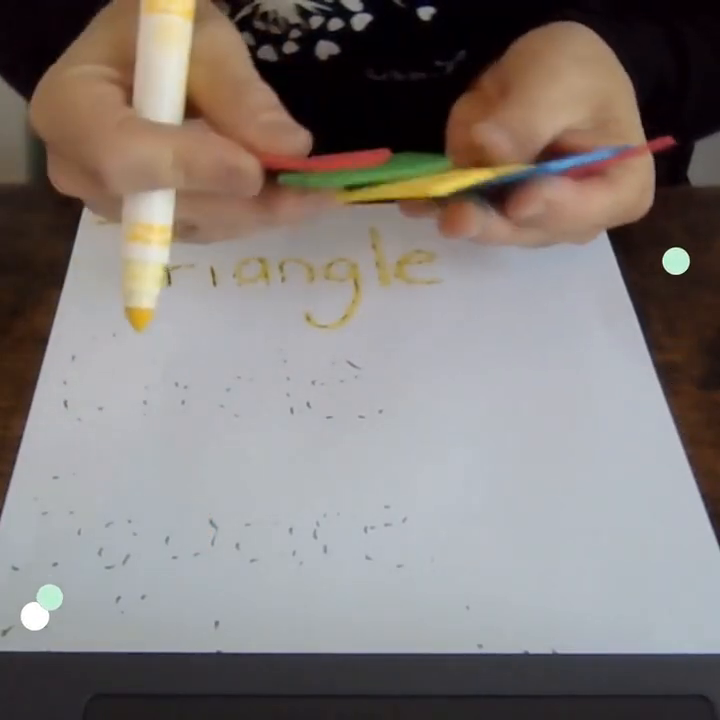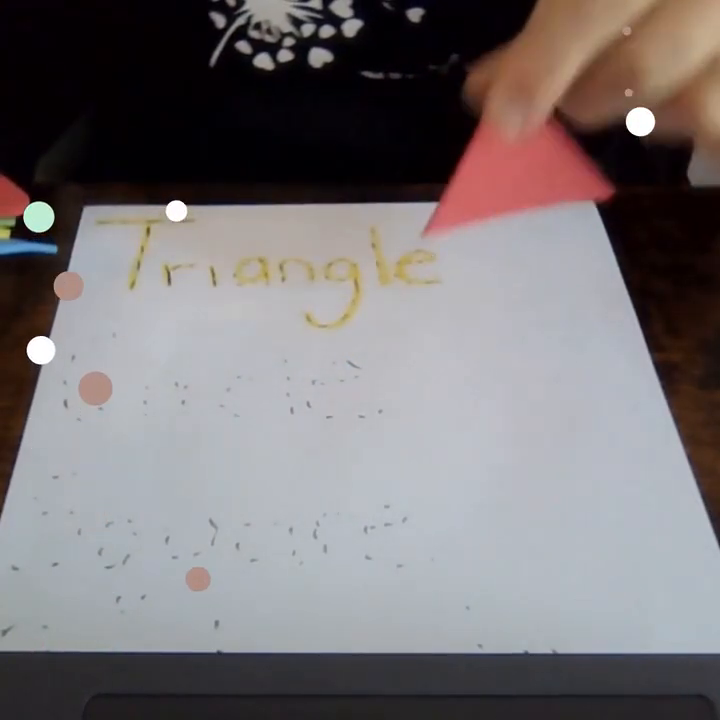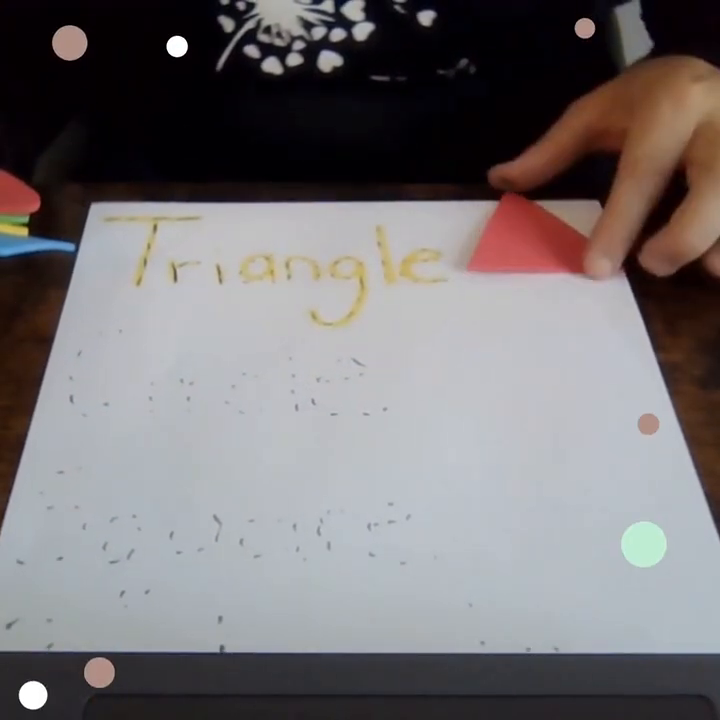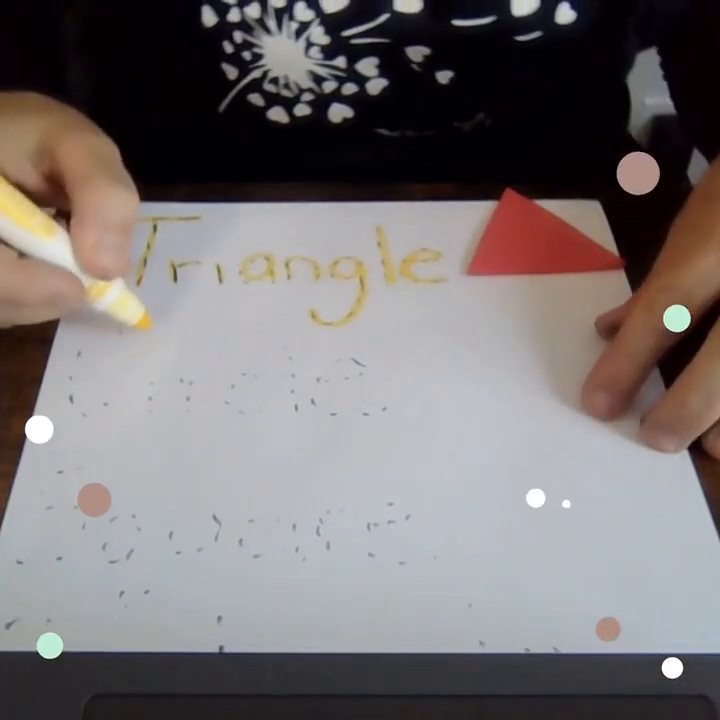Do you remember how many sides a triangle has? I think it's the pointy one. Am I right? 3 sides, 3 points. All right, let's see this.